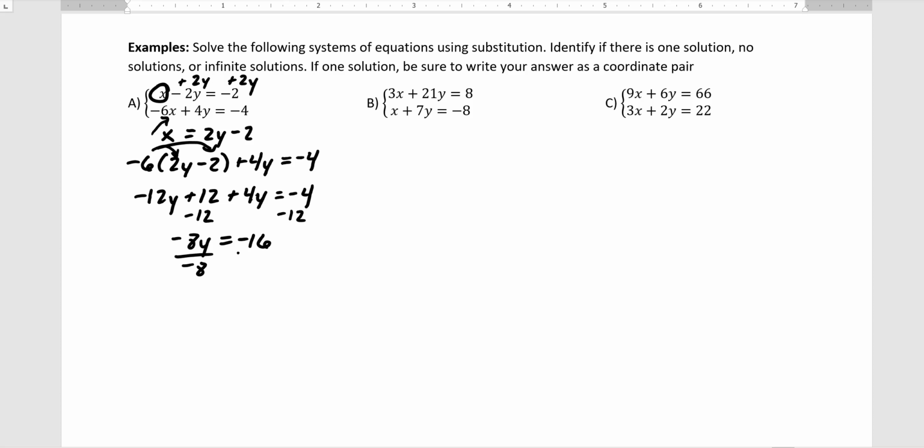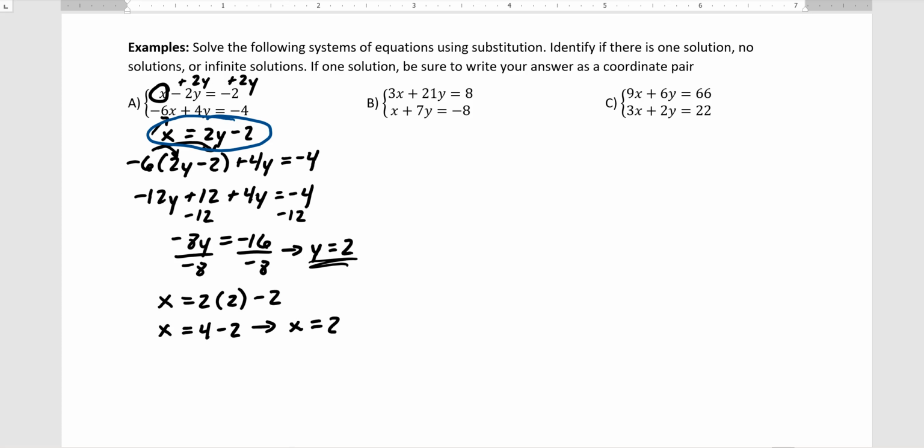Divide both sides by negative 8 to get y all by itself, and we're going to find negative 16 divided by negative 8 is positive 2. So now that I know that, I'll go back into that equation that we had earlier where x equals 2y minus 2 and plug in what we found, y equals 2. So we'll say x equals 2 times y, which we know is 2, minus 2, which means x is 4 minus 2. 4 minus 2 tells me that x equals 2.